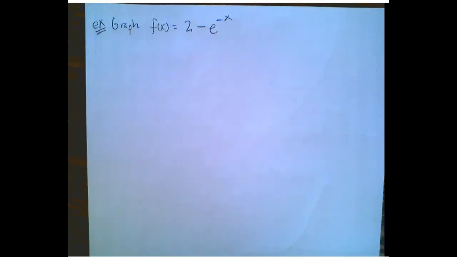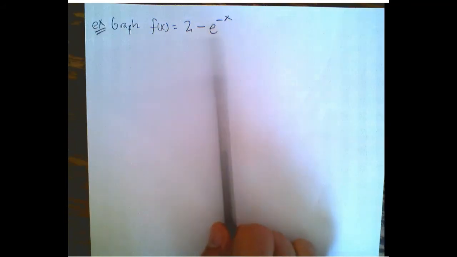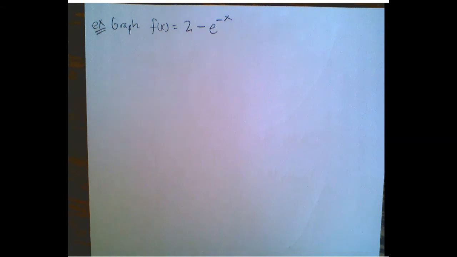So to graph f of x equals 2 minus e to the negative x. So here we see the natural exponential function. And we could do this one of two ways. So let's just use transformations to get it, right? We need our parent function. So our parent here would be y equals what? Well, it's going to be just the basic exponential function there.